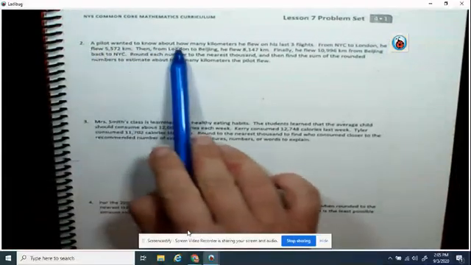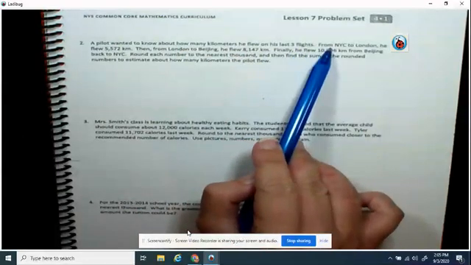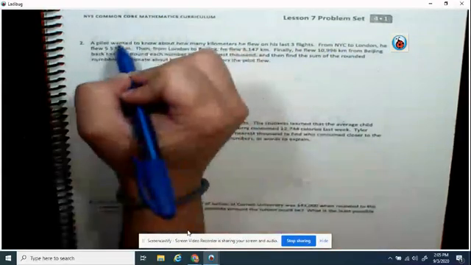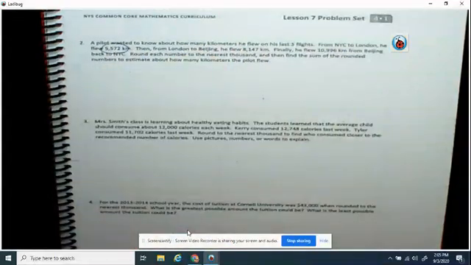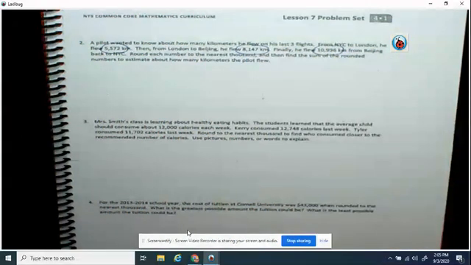All right, we're going to do one word problem. It has several, but we're just going to focus on one. A pilot wanted to know how many kilometers he flew on his last 3 flights. From New York to London, he flew 5,572 kilometers. Then, from London to Beijing, he flew 8,147 kilometers. Finally, he flew 10,996 kilometers from Beijing back to New York.